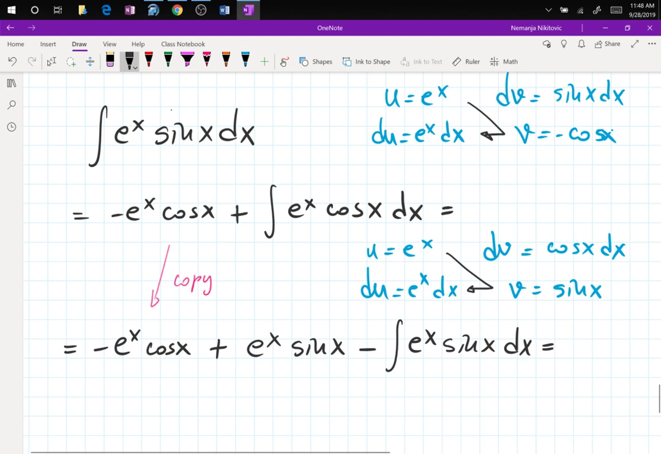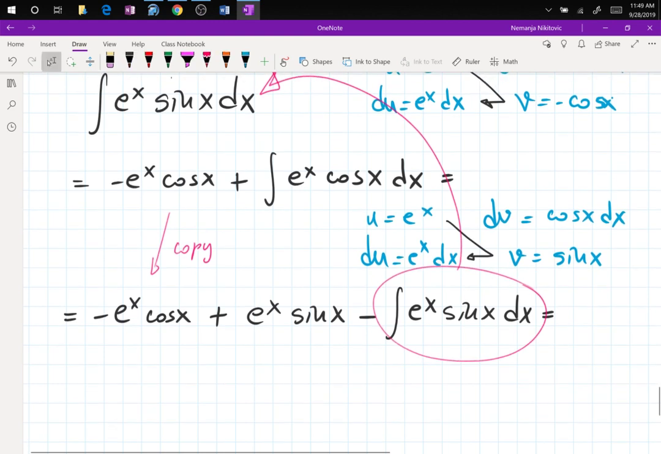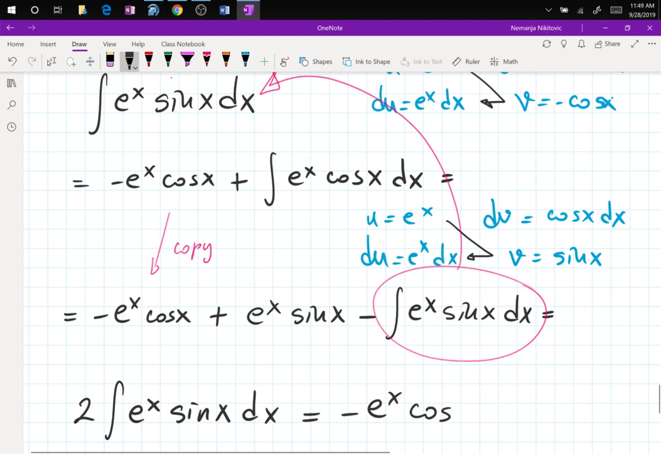What we are going to do now is something you have never done in integration before. You are going to take this term, which is on the right-hand side of the equation, and move it and add it to the one on the left to create two of those on the left-hand side. So 2 times the integral of e to the x sine x dx equals negative e to the x cosine x plus e to the x sine x.